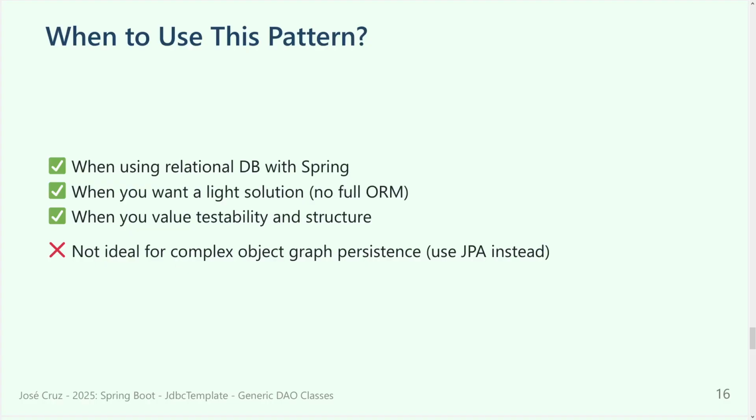So when to use this pattern? When using a relational database, of course. When you want a light solution, no full ORM. You don't need Hibernate, you just want to simplify your code. You don't expect later improvements on your code in this area. When you value testability and structure, not ideal for complex object graph persistence, like for instance JPA. If you want relations, entities related with this one and this one, JdbcTemplate is not the best approach.